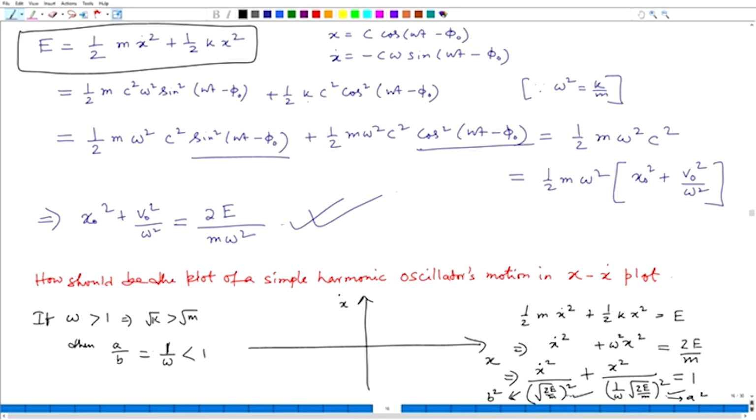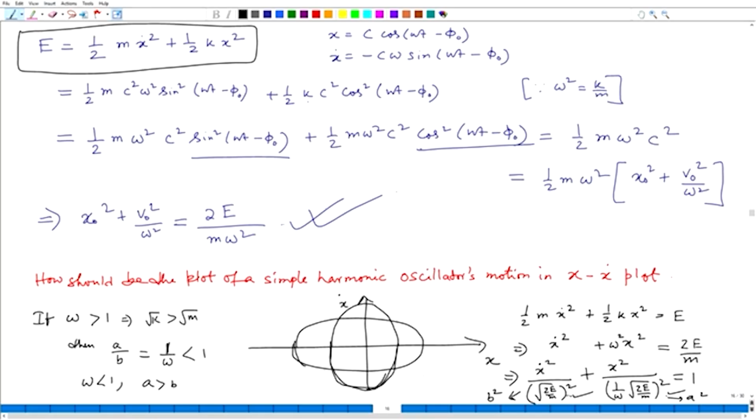So, for x dot you will have b which will be now greater. So, your ellipse will look like this. It's a bad ellipse of course, but it should look like this. On the other hand, if your omega is less than 1, then your a will be greater than b and you will have an ellipse which looks like this.